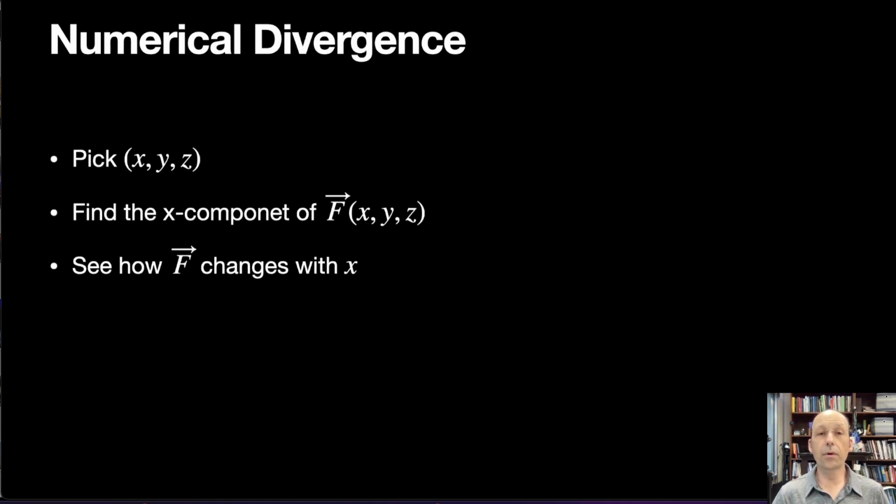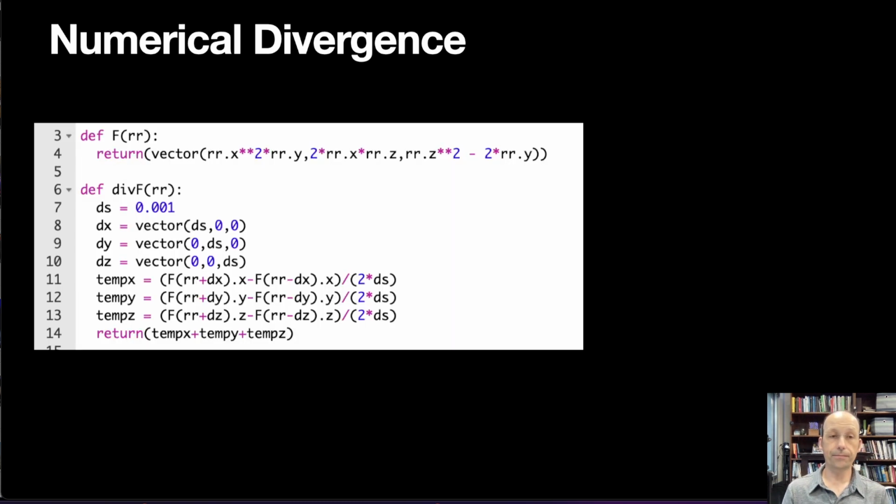Okay, so here's how we're going to do this in Python. We're going to pick a value for x, y, and z. I'm going to find the x component of f, and then I'm going to see how f changes with x. And that's a lot like the gradient, right? But with the gradient, I only had one function. Now I'm going to do the same thing as a gradient, but I'm going to use the x component of the vector field, then the y component, and then the z component.